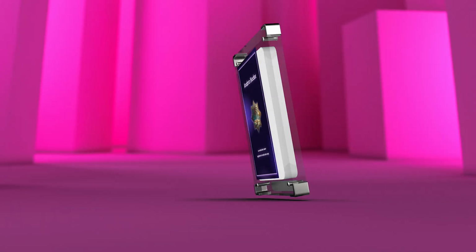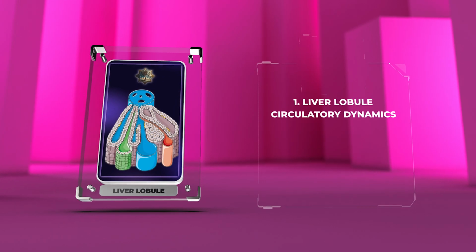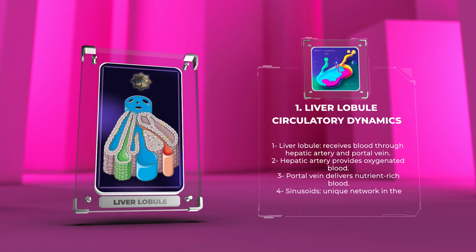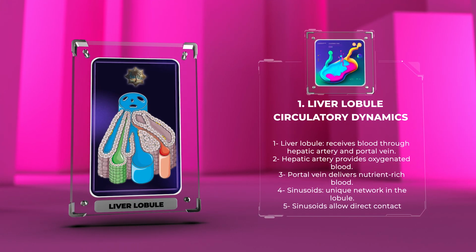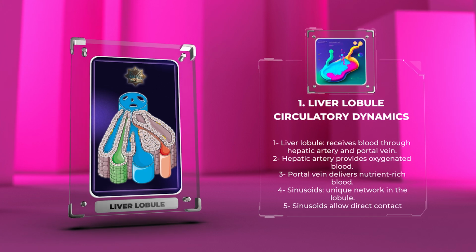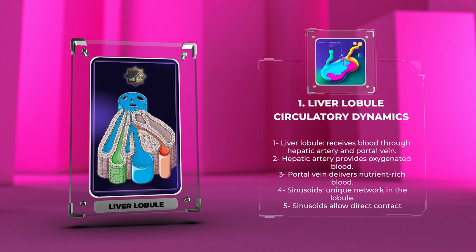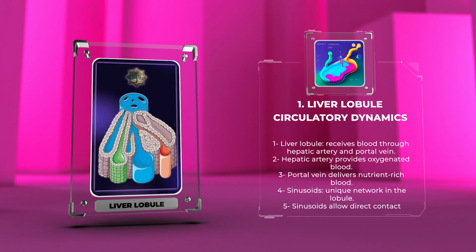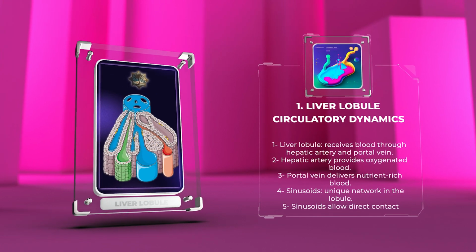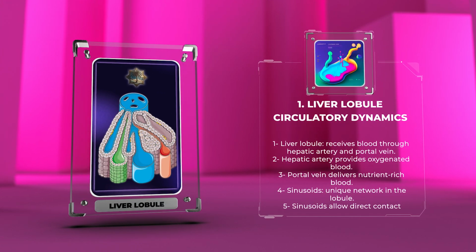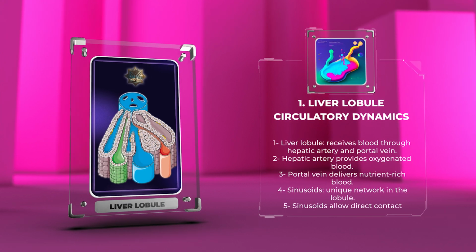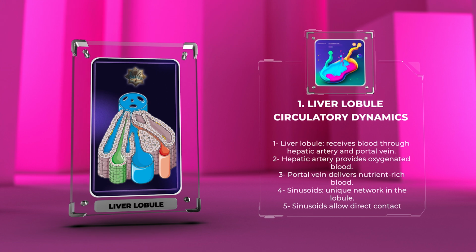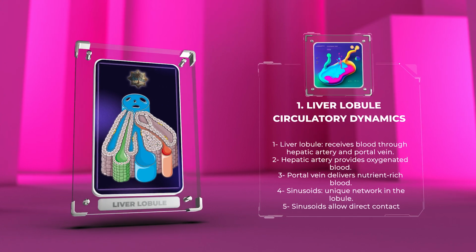The liver lobule receives blood through two major sources, the hepatic artery and the portal vein. The hepatic artery provides oxygenated blood, while the portal vein delivers nutrient-rich blood from the gastrointestinal tract. These blood vessels form a unique network termed the sinusoids within the lobule. The sinusoids have a discontinuous endothelium, allowing direct contact between hepatocytes and blood components. This extensive network facilitates the exchange of gases, metabolites, and numerous other molecules.